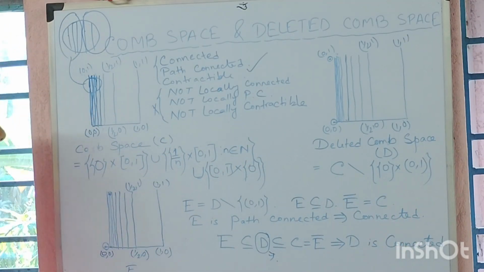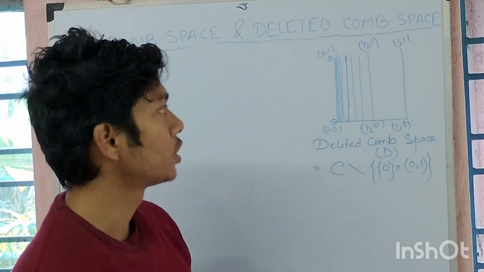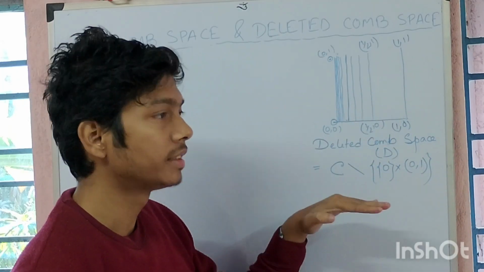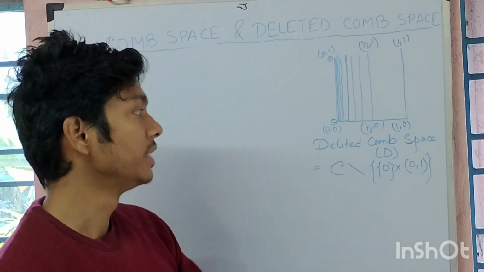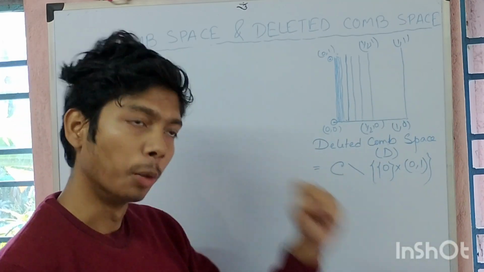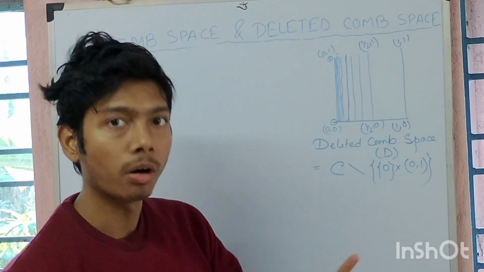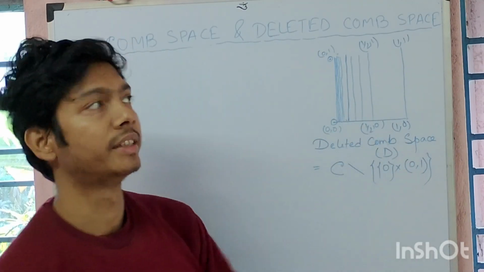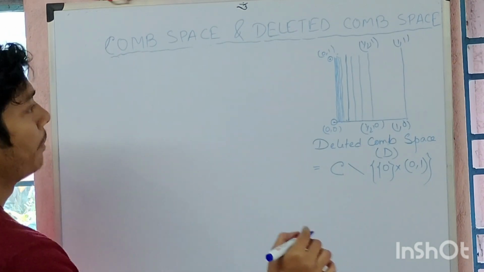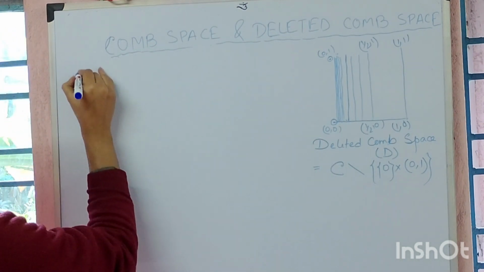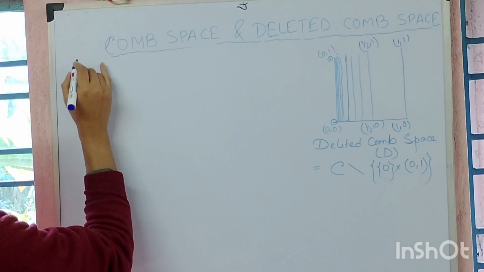Okay. Now I am just going to prove that the deleted comb space is not path connected. It is a very important example in topology. It is an example of a space which is connected but not path connected, and I have to prove it. So basically, I will show my target.